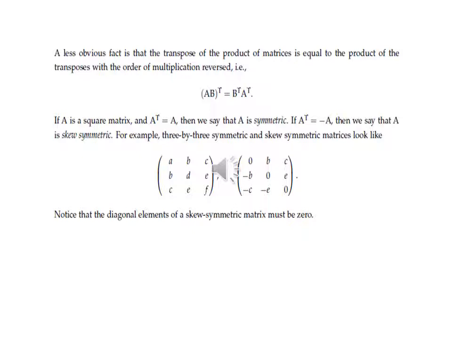If A transpose equals minus A, then we say that A is skew symmetric. For example, 3 by 3 symmetric and skew symmetric matrices look like A, B, C, B, D, E, C, E, F, and 0, B, C, minus B, 0, E, minus C, minus E, 0. Notice that the diagonal elements of the skew matrix must be 0.